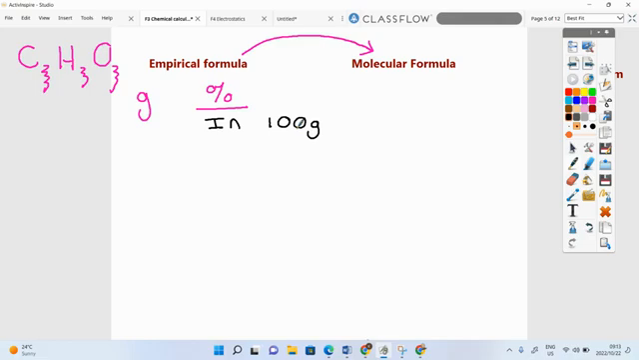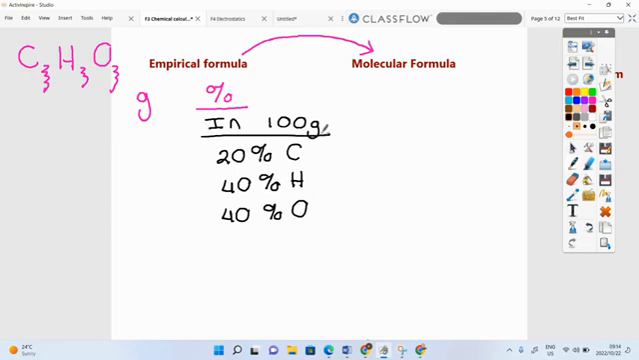Okay, so they can either give you the grams and say this is the amount of grams you have, or they can say percentages. So then they're going to say, okay, I have 20% of carbon, I have 40% of hydrogen, and I have 40% of oxygen. But then you know, if I had 100 grams, that would just mean that I have 20 grams of carbon, I have 40 grams of hydrogen, and I have 40 grams of oxygen.